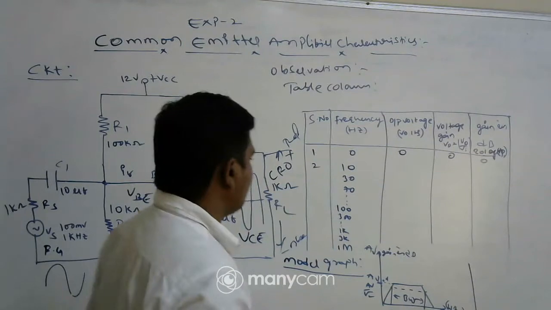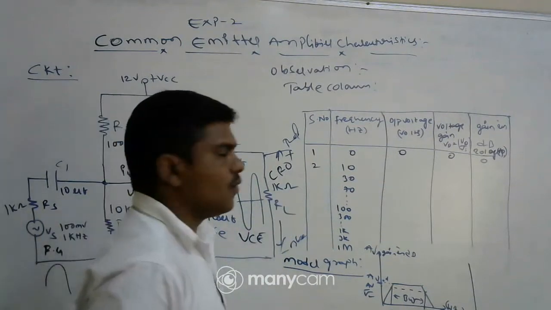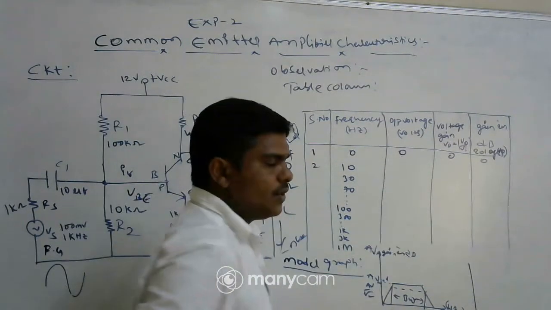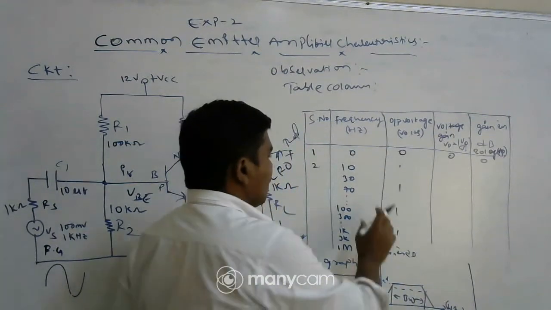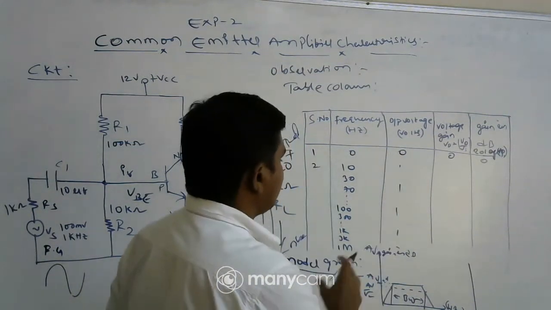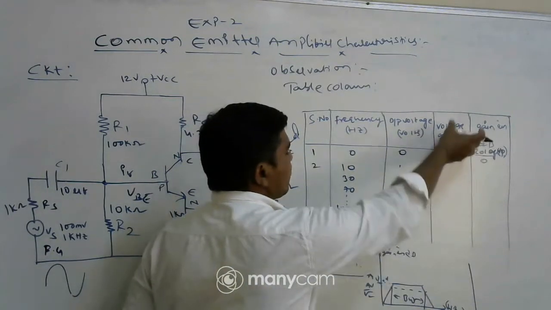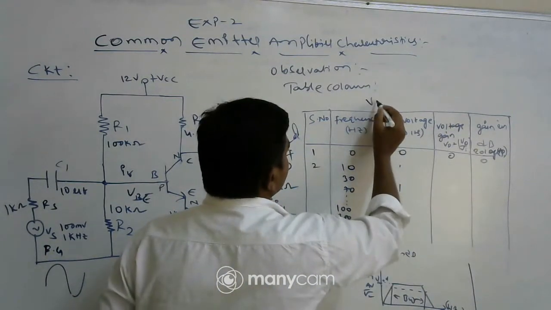You have to note down the output voltage from the CRO, and you will get the values here. I will show you what values we get with respect to frequency, and after that we have to calculate the gain.